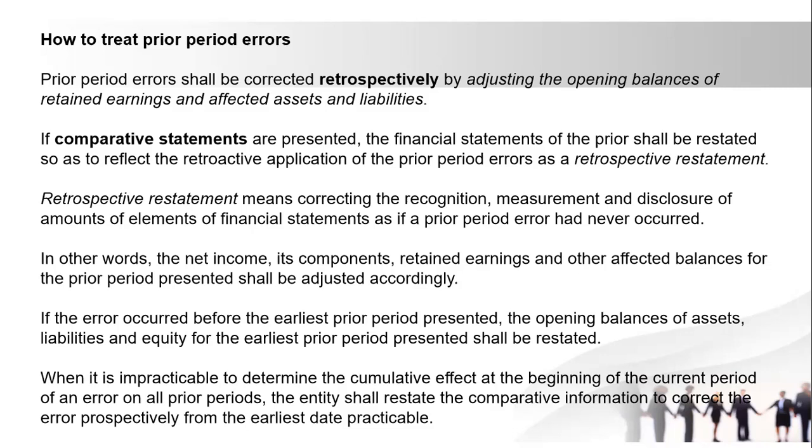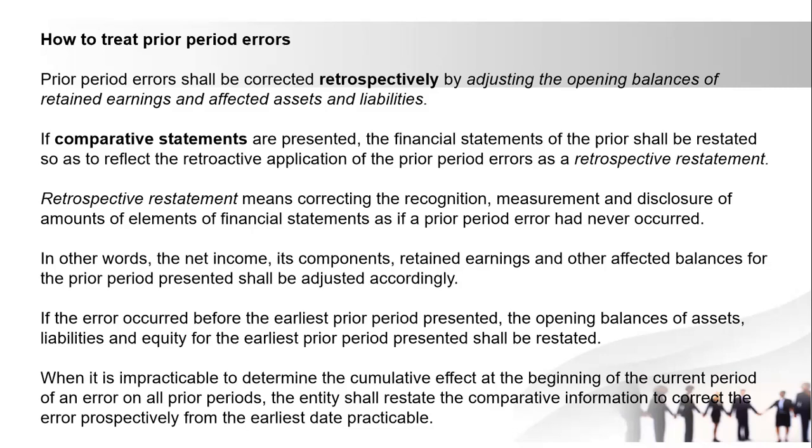In other words, net income, its components, retained earnings, and other affected balances for the prior period presented shall be adjusted accordingly. If the error occurred before the earliest prior period presented, the opening balances of assets, liabilities, and equity for the earliest prior period presented shall be restated.